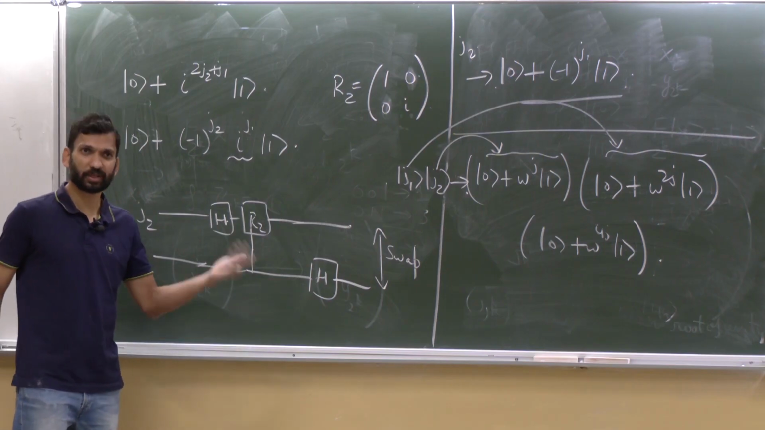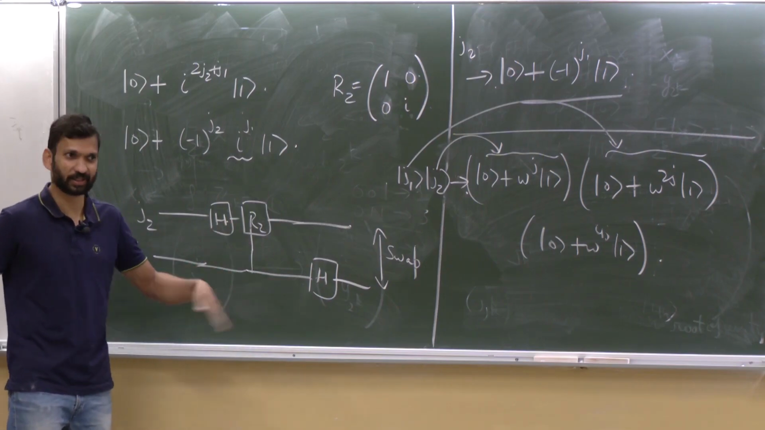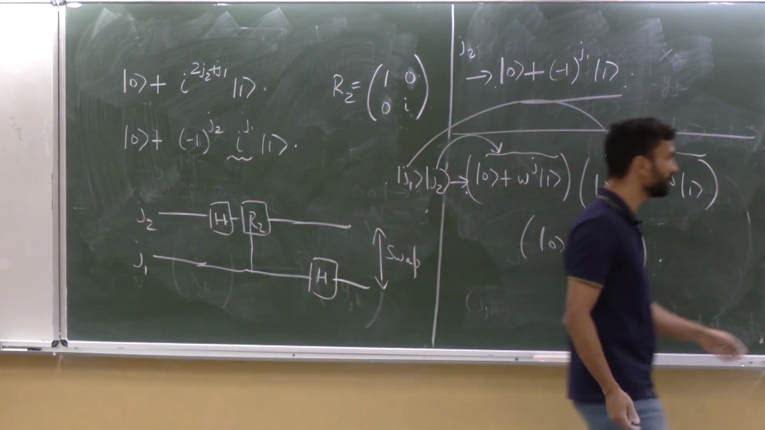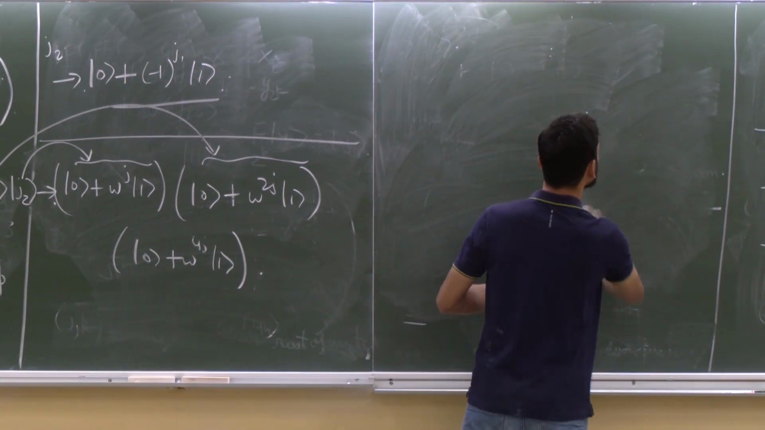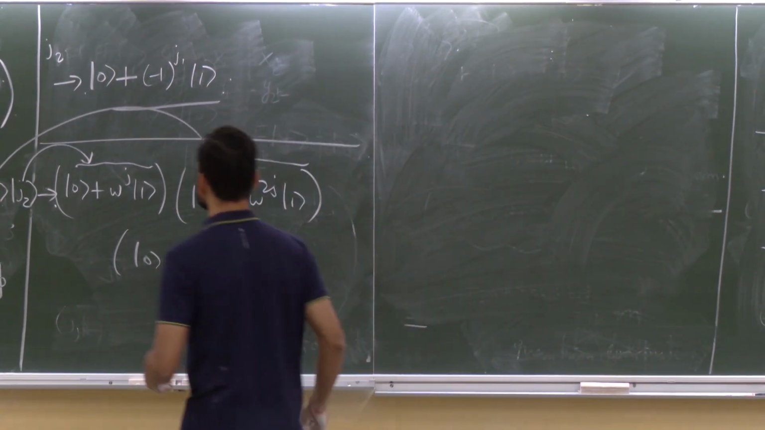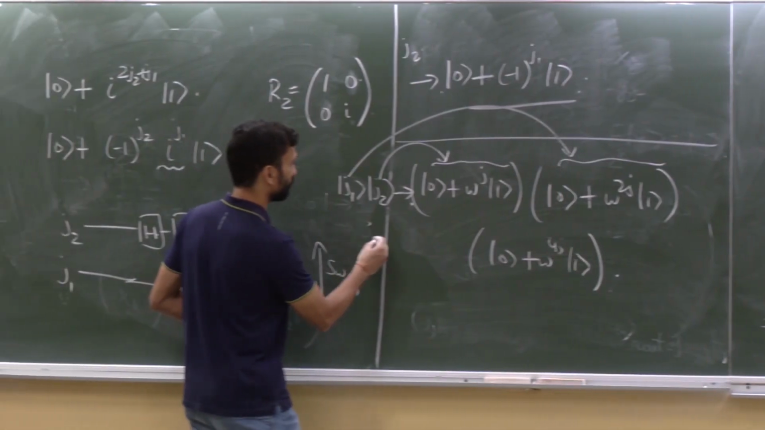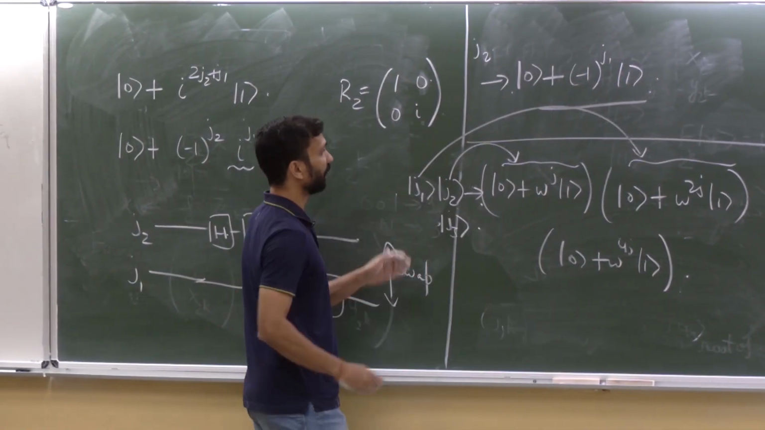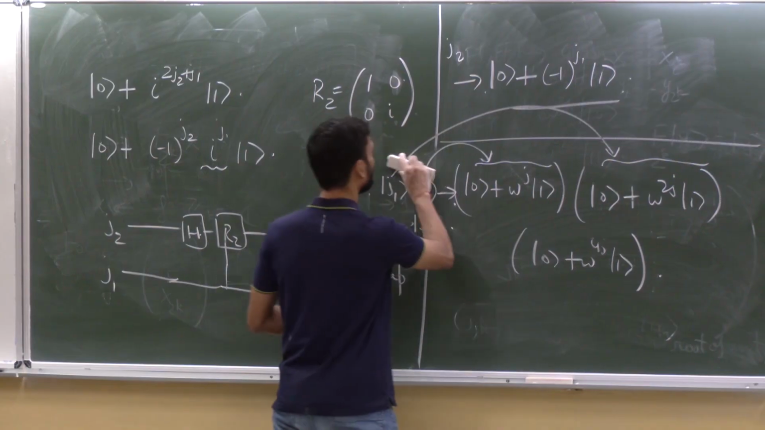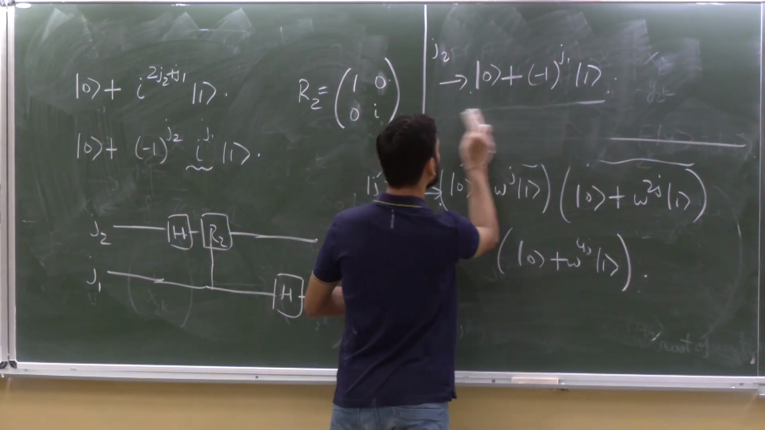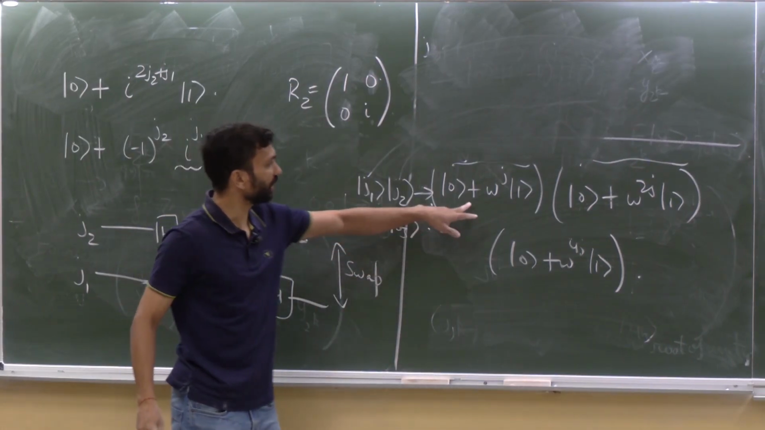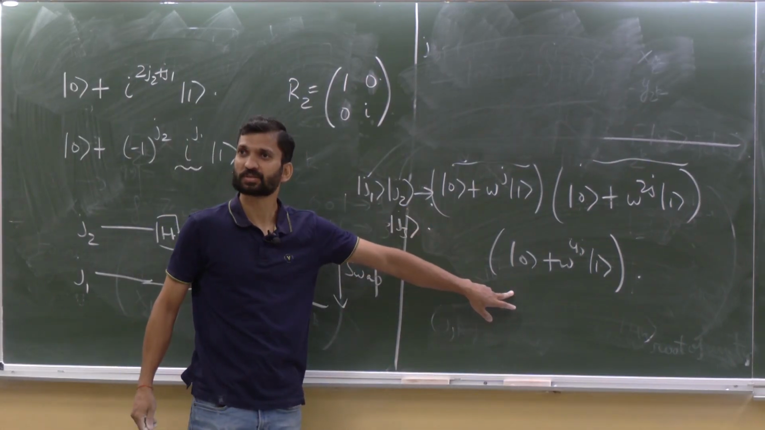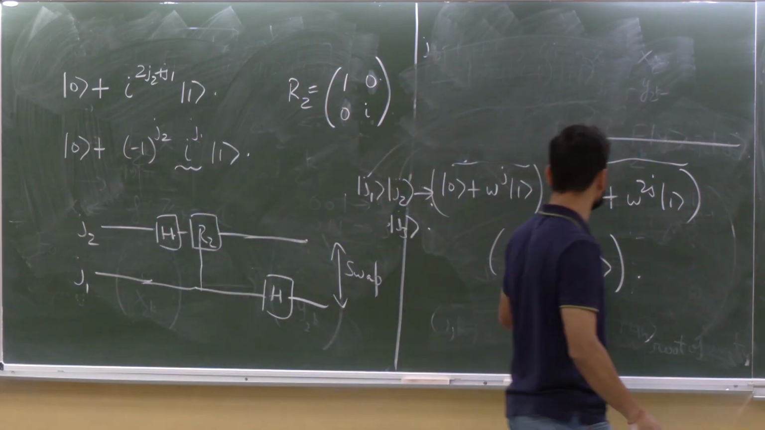Let's try for k equal to 3. Probably things will become clearer. Same ideas. I will just keep repeating it. You can see in the notes how to do it for general k. So now I have J1, J2, J3 as my state. I want to convert it into this. Correct? Now, what happens?